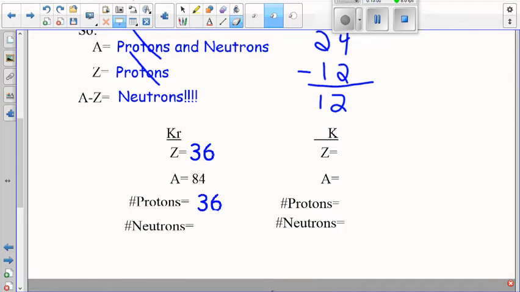But then the neutrons, how many neutrons does this have to have? That would be 84. That's the mass of the whole thing. So 84 is how many protons and neutrons you have. If you have 36 protons, how many neutrons do you have?